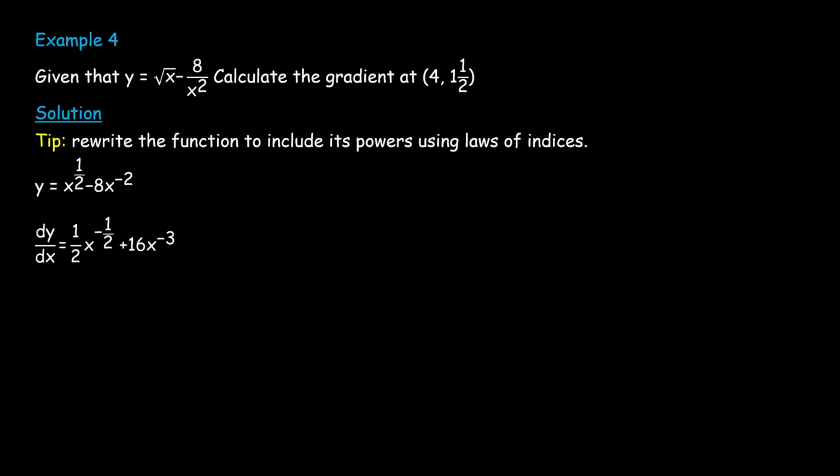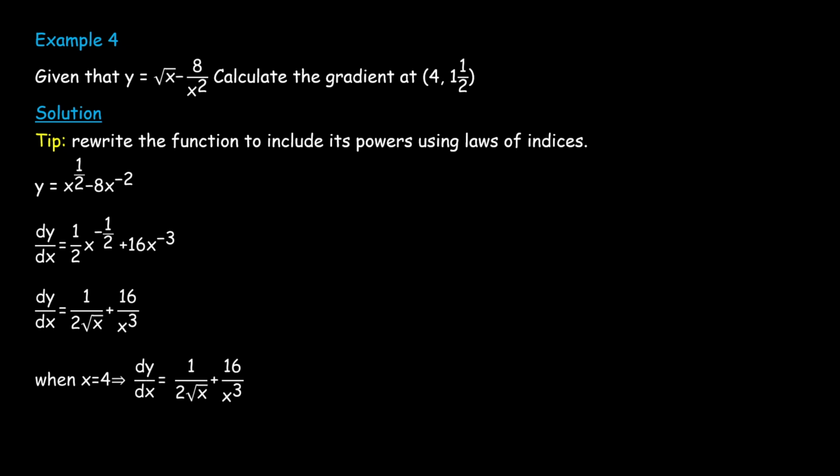Just for simplicity's sake, I'm going to rewrite the function back into its square root form before substituting the value of x. So this would be 1 over 2 square root of x plus 16 over x cubed.